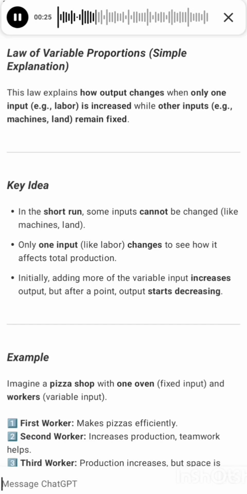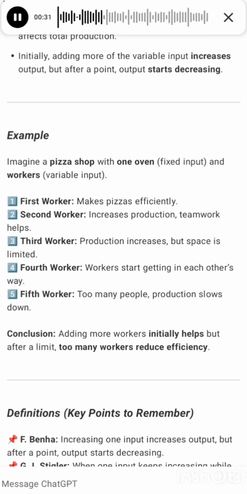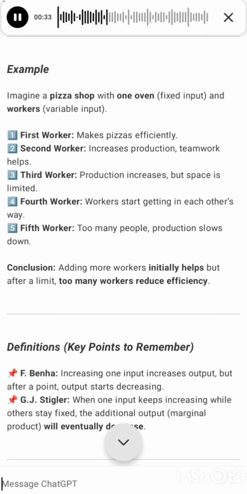Initially, adding more of the variable input increases output, but after a point, output starts decreasing. Example: imagine a pizza shop with one oven, fixed input, and workers, variable input. 1. First worker makes pizzas efficiently. 2. Second worker increases production, teamwork helps. 3. Third worker, production increases but space is limited. 4. Fourth worker, workers start getting in each other's way. 5. Fifth worker, too many people, production slows down. Conclusion: adding more workers initially helps, but after a limit, too many workers reduce efficiency.